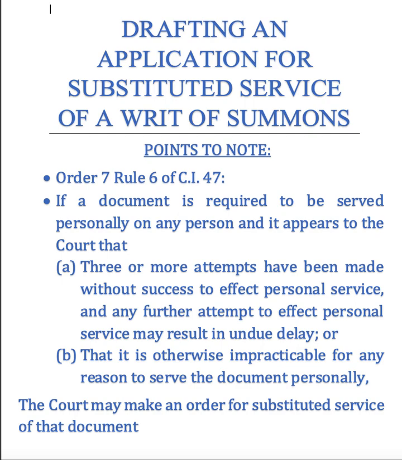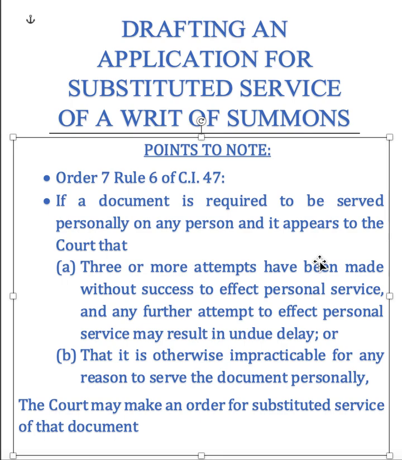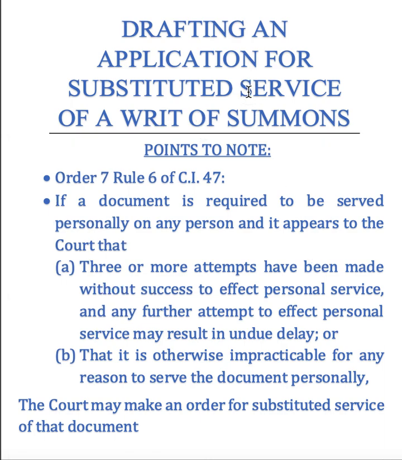When you look at Order 7 Rule 6, it says that if a document is required to be served personally on any person, and it appears to the court that (a) three or more attempts have been made without success to effect personal service, and any further attempts to effect personal service may result in undue delay, or (b) it is otherwise impracticable to serve the document personally, the court may make an order for substituted service of that document.